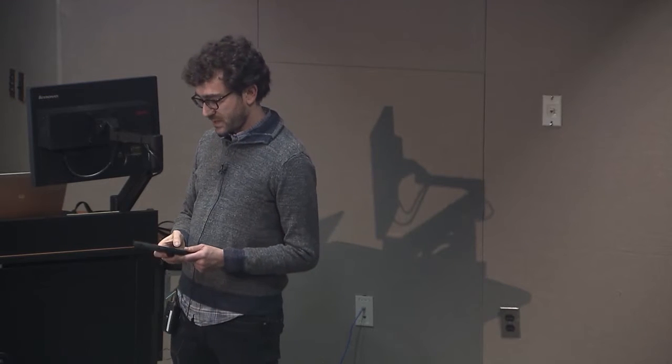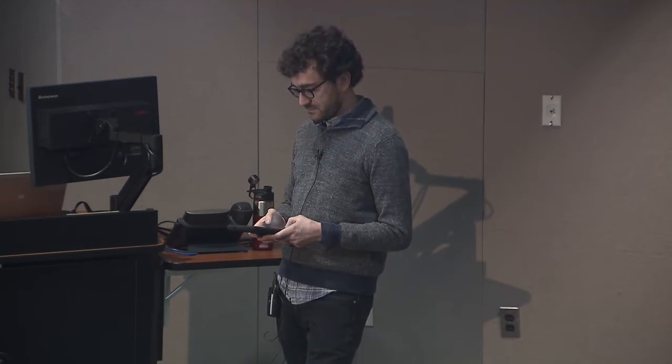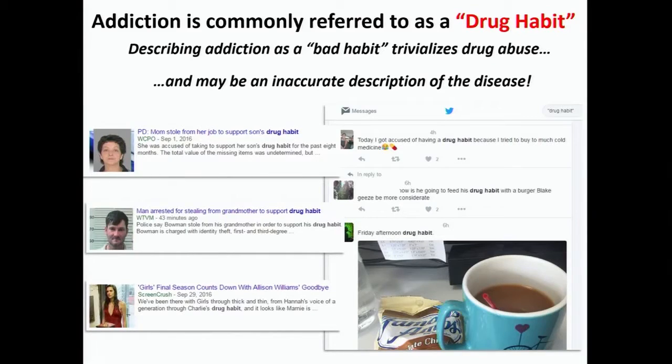Is drug addiction really a habit? Okay? So is this accurate? And here are some examples that I pulled off of the internet. So addiction is commonly referred to as a drug habit. But I think that maybe describing addiction as a bad habit can often trivialize drug abuse. It may actually be an inaccurate description of the disease.